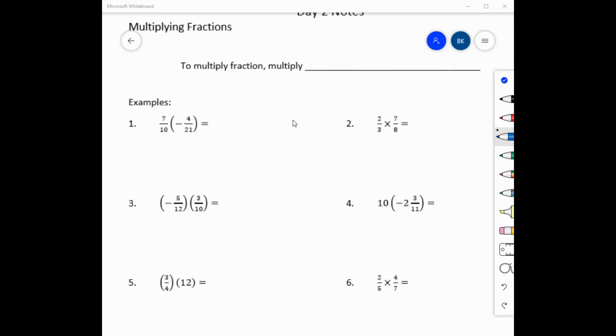Today we are going to be looking at multiplying and dividing fractions. So let's first take a look at multiplying fractions. To multiply fractions, we multiply straight across. So the numerator gets multiplied by the numerator and the denominator gets multiplied by the denominator. Then after, we have to remember we need to simplify.